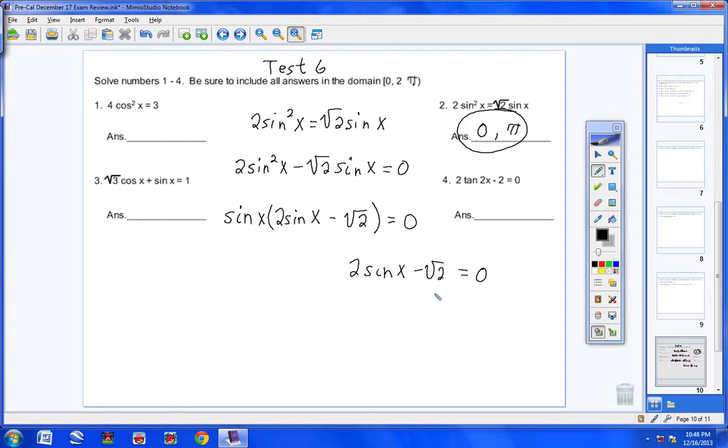Well, first of all, I'm going to bring the negative square root of 2 over and make it positive, and then I'm going to divide by 2. So I should end up with this right here. Sine of x equals square root of 2 over 2. Bring this over and it becomes a positive square root of 2, and then divide both sides by 2 and you will end up with square root of 2 over 2.